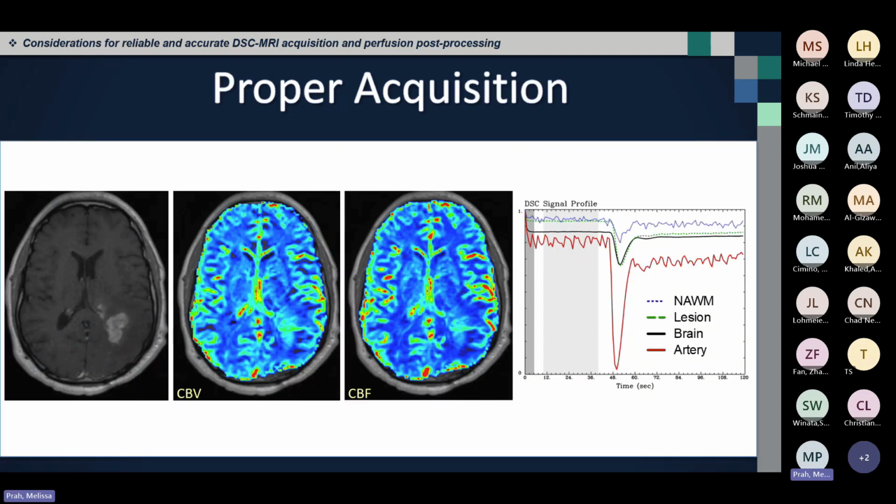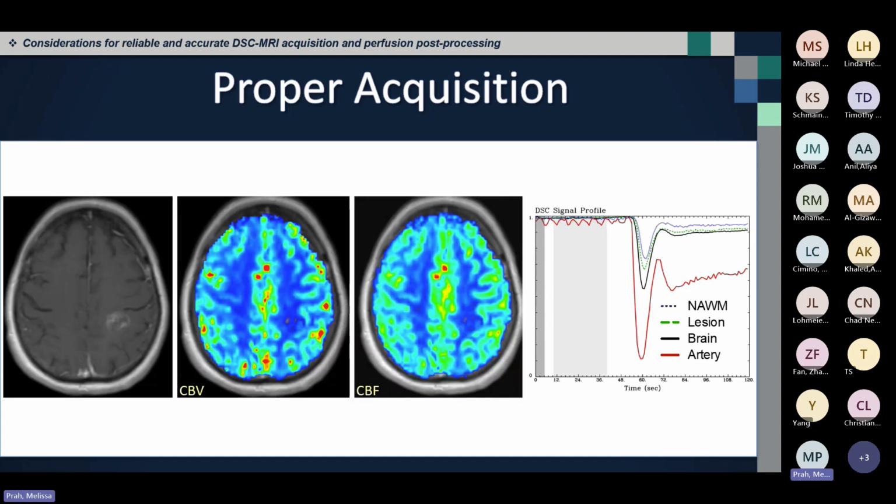Seen here are the results of a proper DSC acquisition, which includes the post-processed relative cerebral blood volume and flow maps, and the DSC signal profile. We can appreciate the tight post-bolus signal drop most evident in artery, seen here in red, and can also be seen to varying degrees in the normal appearing white matter, seen in blue, the T1 contrast enhanced lesion seen in green, and throughout the whole brain, which is seen in black here. I would also like to point out that the transient noise seen in this darkly shaded region is often present at the beginning of most DSC acquisitions, so the first 5 time points are routinely discarded.